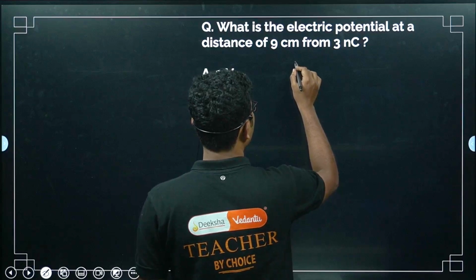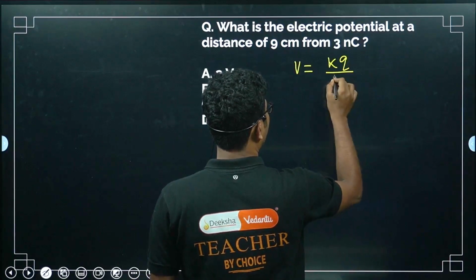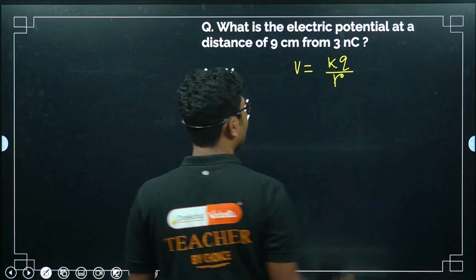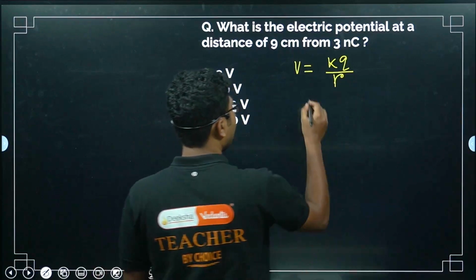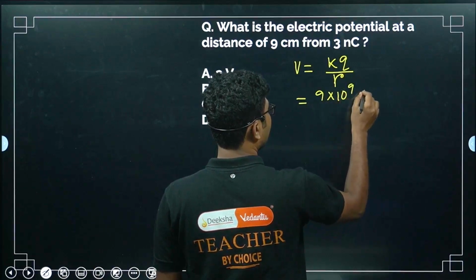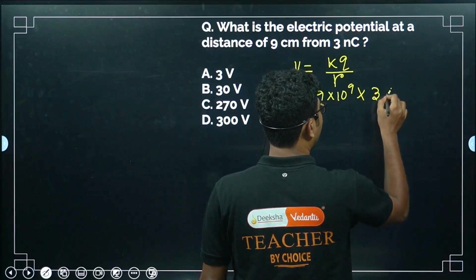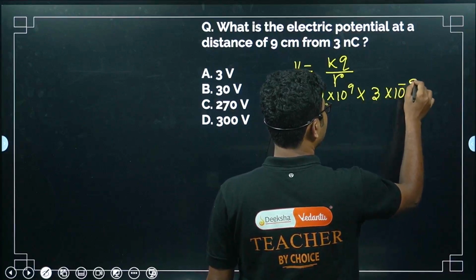Electric potential, we know that V is KQ by R. Okay, simple formula. So what is K? K is 9 times 10 to the power of 9. What is Q? Q is 3 nanocoulomb. Nano means 10 to the power of minus 9.